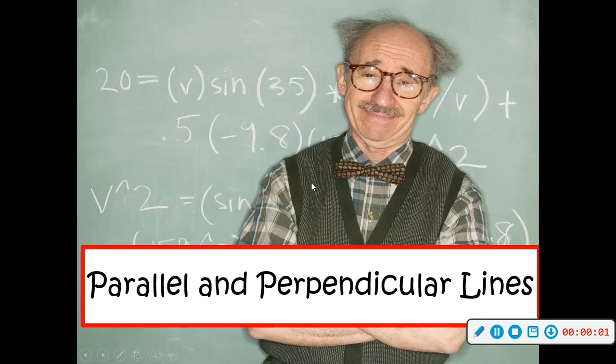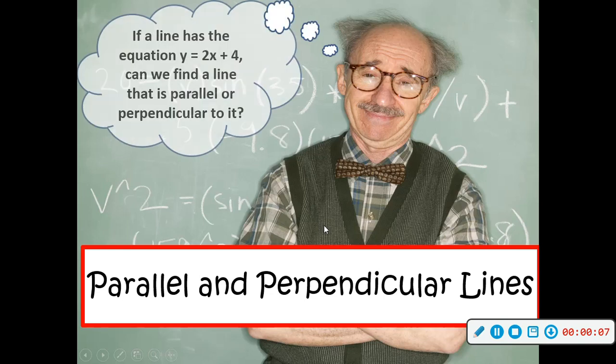In this lesson we're going to talk about parallel and perpendicular lines. Okay, so what's the story with parallel and perpendicular lines? Well, if a line has the equation y = 2x + 4, can we find another line that is parallel or perpendicular to it? We need to know a point that other line passes through, but one thing we can find out is the slope of another line that is parallel or perpendicular to it.